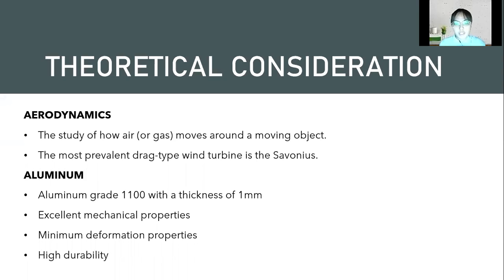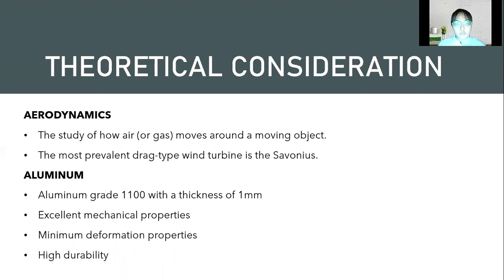For the theoretical consideration, first is aerodynamics, which is the study of how air or gas moves around a moving object. Wind turbines are mostly used to produce electricity from the wind. As a result, aerodynamics is a critical feature of wind turbines. All turbines may be classified as either lift-based or drag-based. The most prevalent drag-type wind turbine is the Savonius.